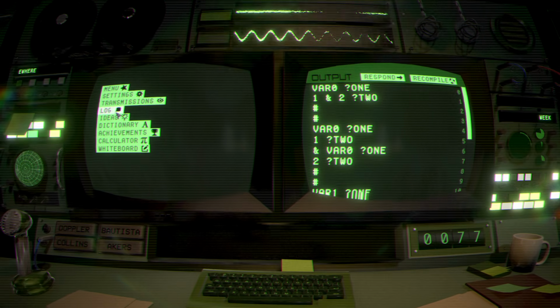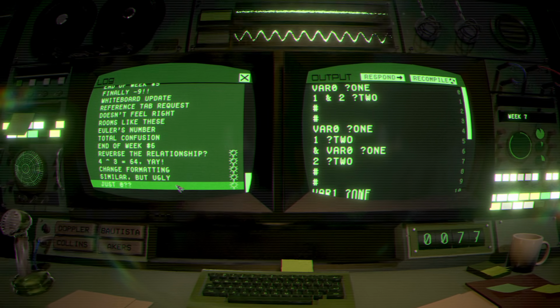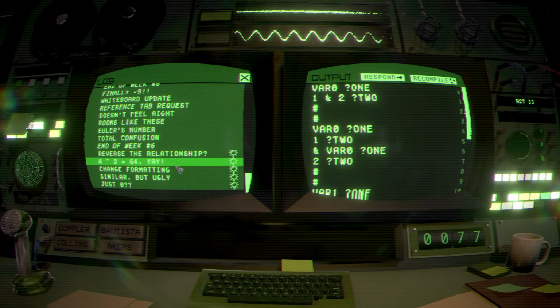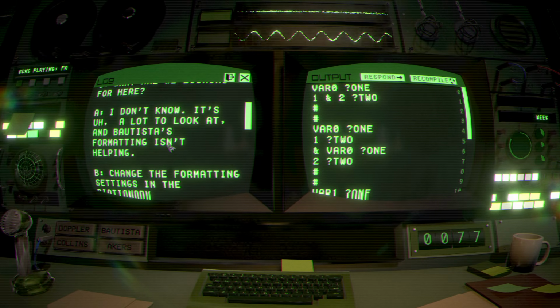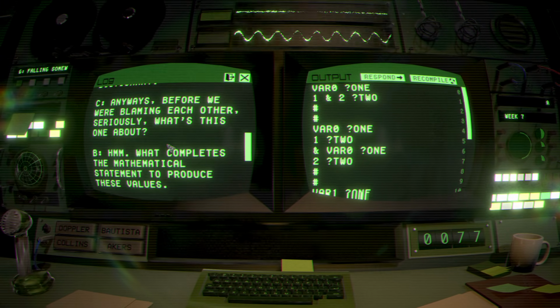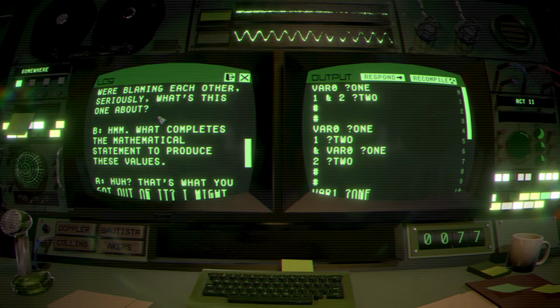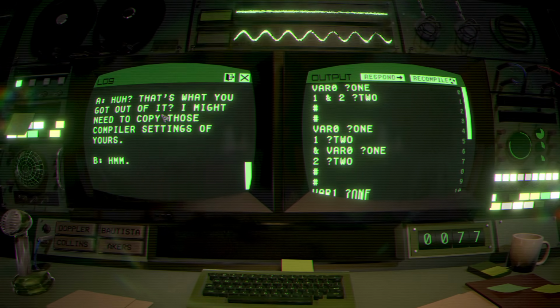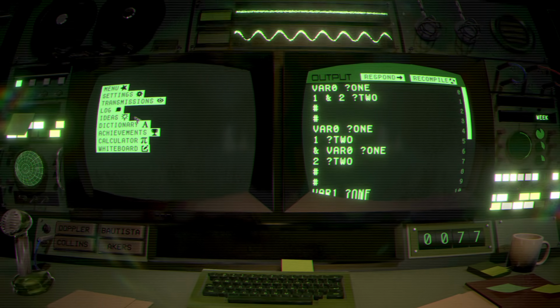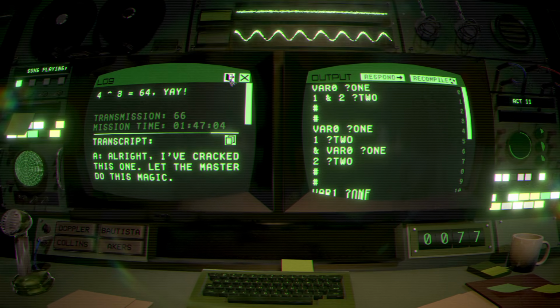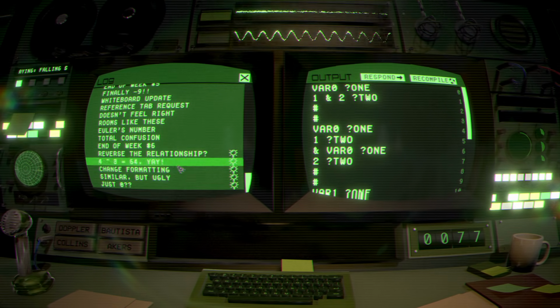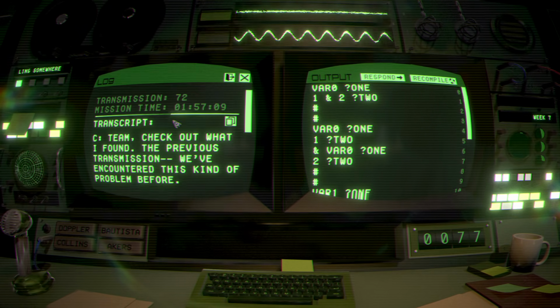Let's see, I'm sorry. I skipped through the ideas. Let's read. What are we looking for here? I don't know. It's a lot to look at. Formatting. Wish we could tell. Sorry, let me go back. Just tell me which one it was for. Okay, that was transmission C6 9 72.